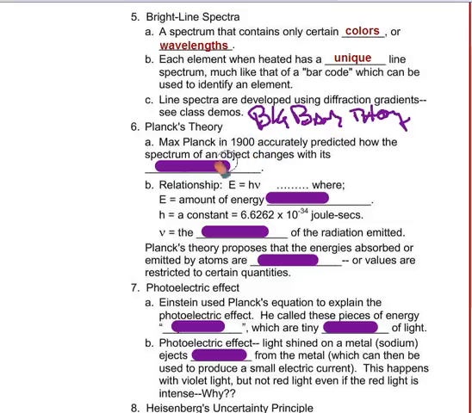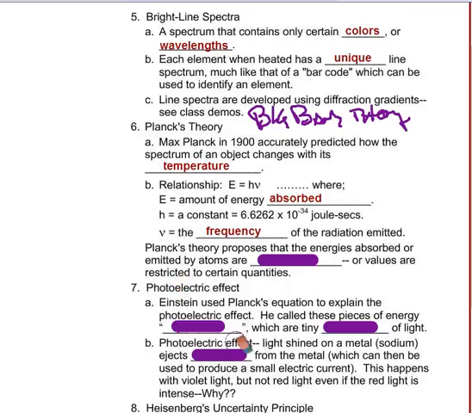Max Planck, not Planck, Planck. Max Planck in 1900 accurately predicted how the spectrum of an object changes with its temperature. And the relationship is this: the energy an object has equals h, which is Planck's constant, times nu, which is the frequency of the radiation. So E is the amount of energy absorbed. H is a very, very small constant, 6.6262 times 10 to the negative 34th joule seconds. And the frequency, this nu, there's that nu again, is the frequency of the radiation emitted.